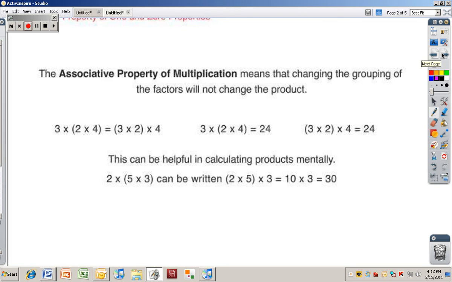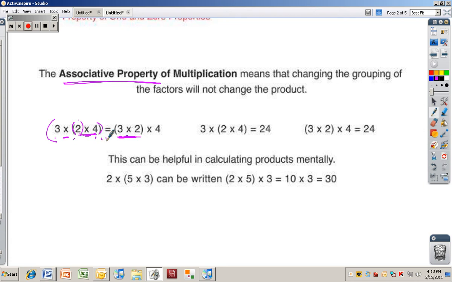Okay, the associative property of multiplication means that changing the grouping of the factors will not change the product. Associative property, if you associate with someone, that means that you hang out with them. So what we're going to find out is that if we have this problem, 3 times 2 times 4, multiplication in the middle, that if you put the parentheses with the 2 and the 4 grouped, or if you group the 3 and the 2 instead of the 2 and the 4, you're going to get the exact same answer. So let's take a look at how that works.